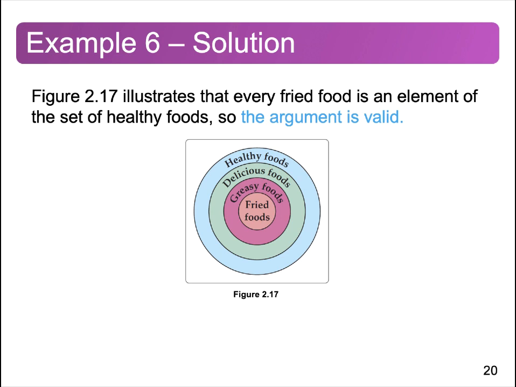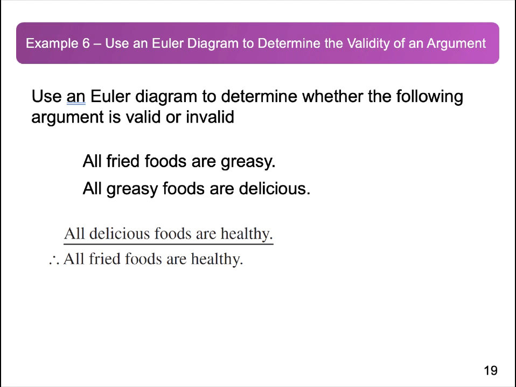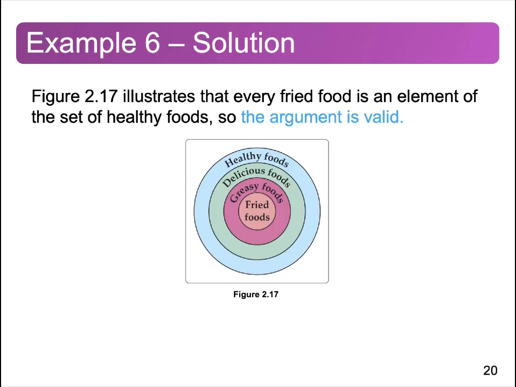That does not mean that it is true, because at least one of these statements in the premises is false. All delicious foods are not healthy. There are some delicious foods that are not healthy. And so since we have a false premise, we could have a false conclusion here. But that's not what validity is saying. A valid argument simply means that if all of the premises were true, then the conclusion would have to be true. And this is an example of an argument that would be valid.